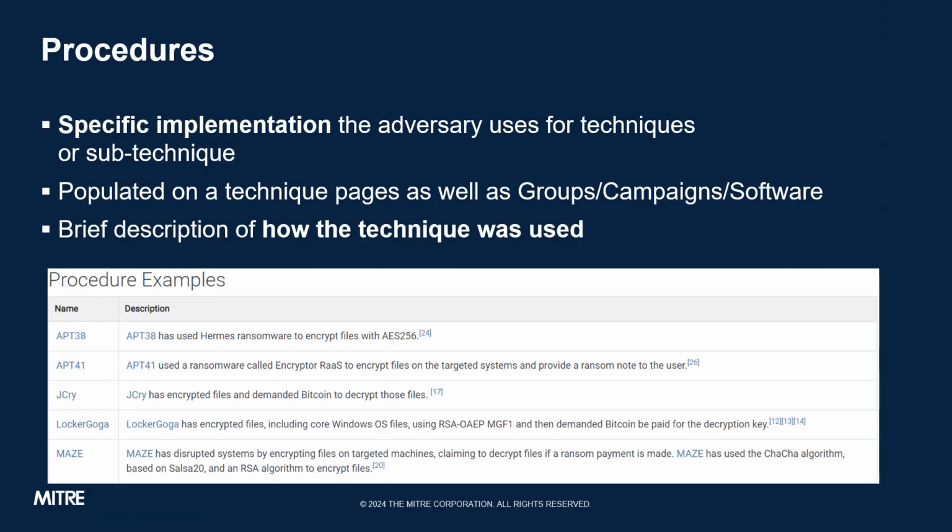Getting back to the attack TTP model, we can recall that attack tactics define the why of an adversary behavior, whereas techniques and sub-techniques define how that adversary goal is being achieved, which leaves us at attack procedures, or specific implementation of how an adversary uses techniques or sub-techniques. As you can see below, attack procedures are populated on technique pages, as well as the pages of groups, campaigns, and software, which we'll get to in a minute. Attack procedures not only connect techniques to these groups, campaigns, and software, but we also provide a description of how that technique was specifically used.